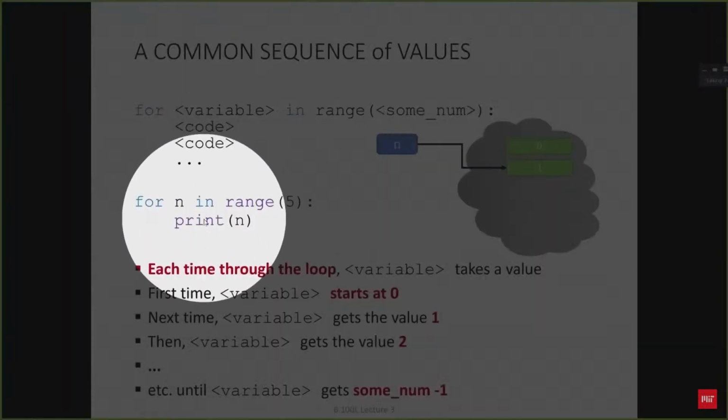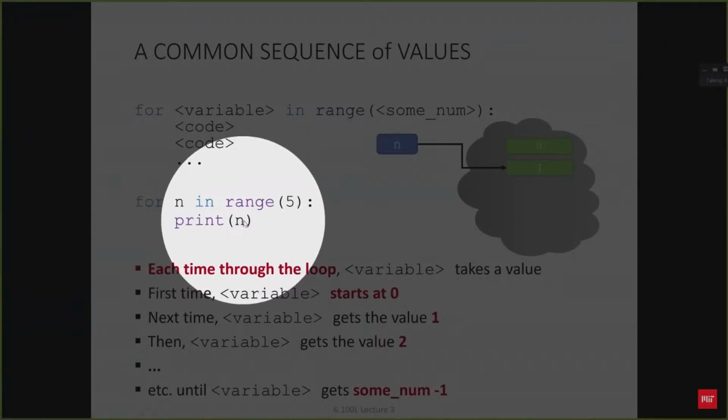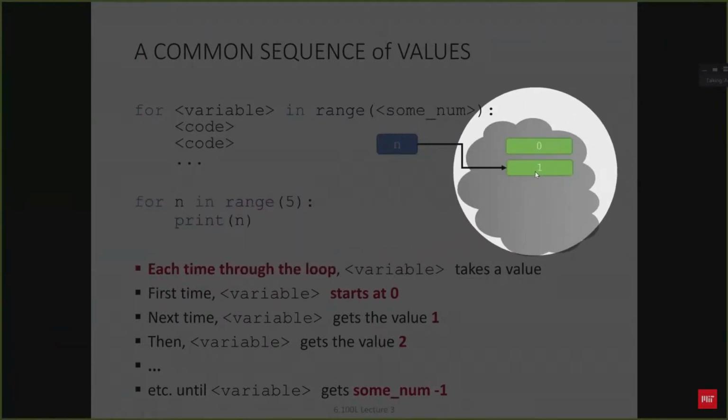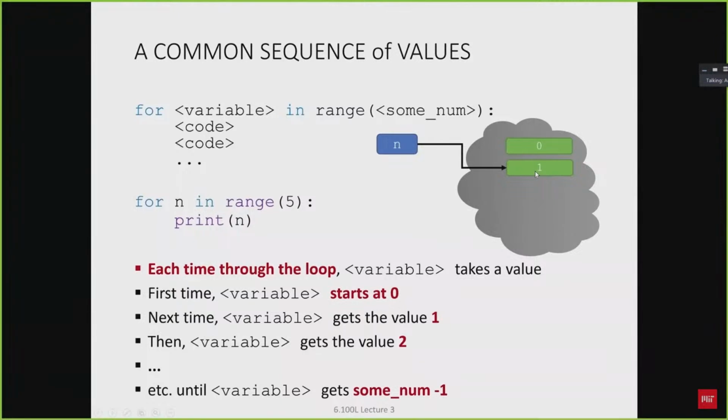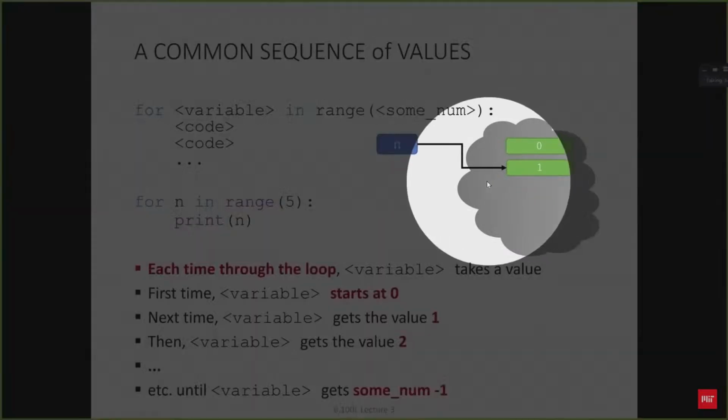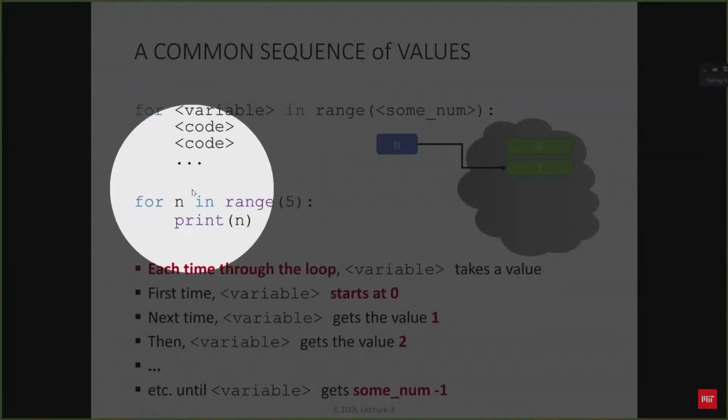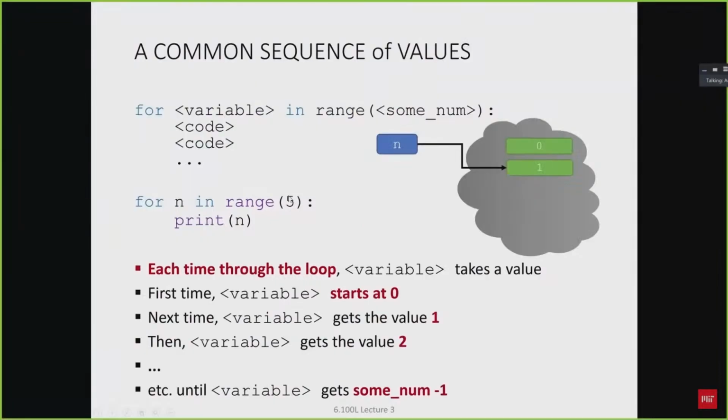Well, I'm going to execute whatever's indented, print n. So I'm going to print 1. So I've already printed 0, then I've printed 1. I'm finished executing the code inside the loop, so now n is going to get the next value in the sequence. Lose the binding from 1 and you get 2. And so on and so on, and by the end, this program will have printed 0, 1, 2, 3, and 4, every single value in my range.